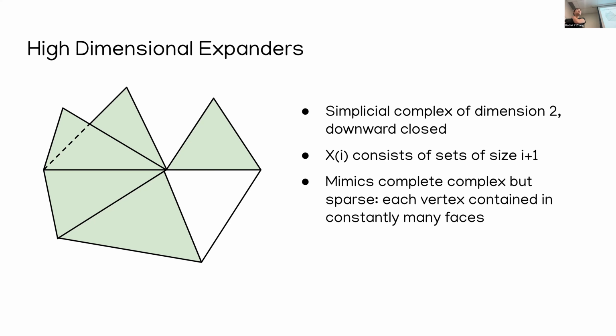Like how's a complex different from a hypergraph? Yeah, so you can think of it as a hypergraph where you have sets of size 3 and then sets of size 2 and sets of size 1. And every time you have a set of size 3, then the sets of size 2 contained in it should also belong to it. And every set of size 1 contained inside a set of size 3 should also belong to it.